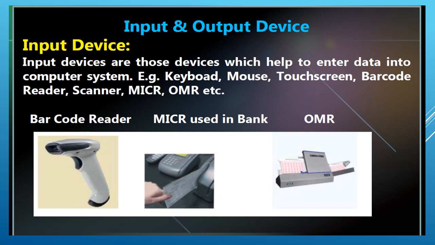For example, keyboard, mouse, touch screen, barcode reader, scanner, MICR, OMR, etc. These all are your input devices. You can see in the image also how the barcode reader, MICR, OMR look like. MICR is basically used in the bank sector.